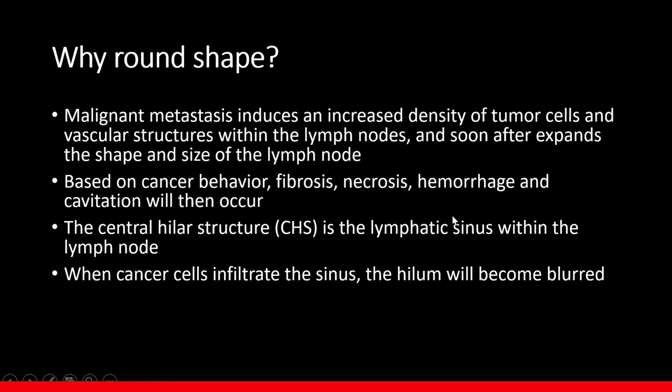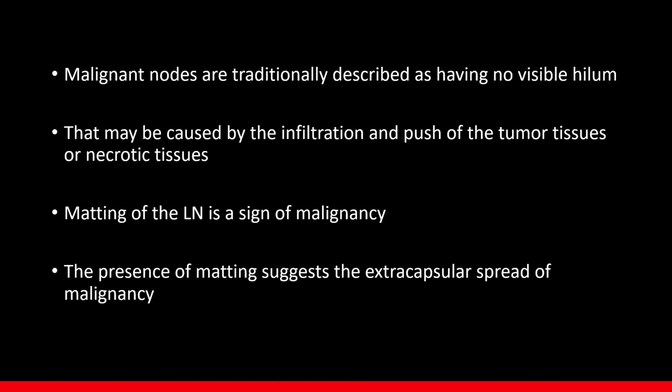Why is round shape important? When there is a malignancy in the lymph node, there is increased density of tumor cells and vascular structure within the lymph node, which soon expands the shape and size of the lymph node. The central hilar structure is the lymphatic sinus within the lymph node. When cancer cells infiltrate the sinus, the hilum will become obliterated. Malignant lymph nodes don't have a visible hilum. This is because of infiltration or push of the tumor tissue or necrotic tissue. Matting, conglomeration is a sign of malignancy or tuberculosis.